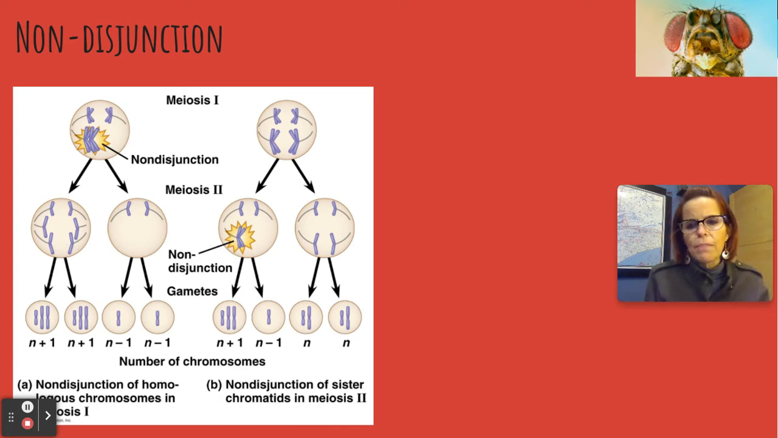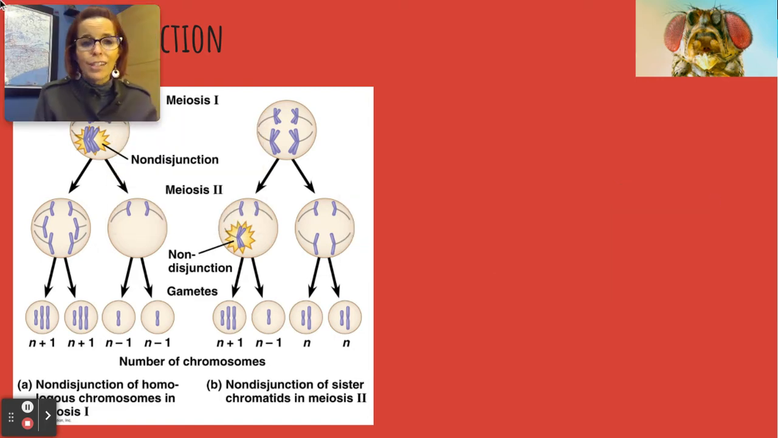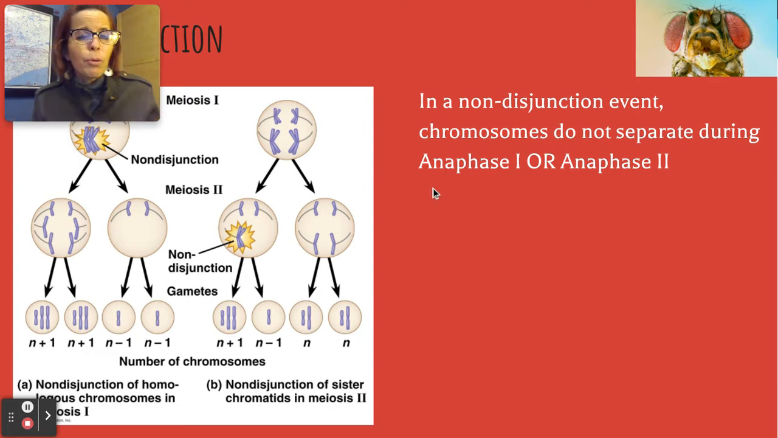Those events are called nondisjunction, and you may remember we've had this conversation before: for almost all species, especially humans, it's really important to have the correct number of chromosomes. And there's always a syndrome associated when they have the wrong number. I'll just read this to you quickly. In a nondisjunction event, chromosomes do not separate during either anaphase 1, when they're sitting with their homologous partners and get separated, or during anaphase 2, when they're bivalent chromosomes and need to be separated into monovalent chromosomes.